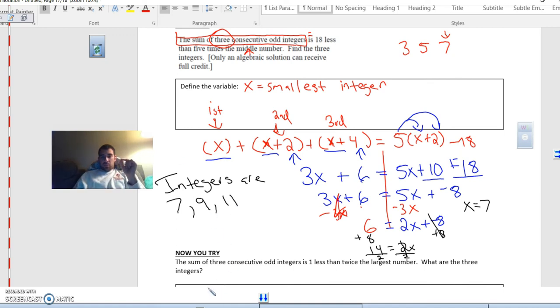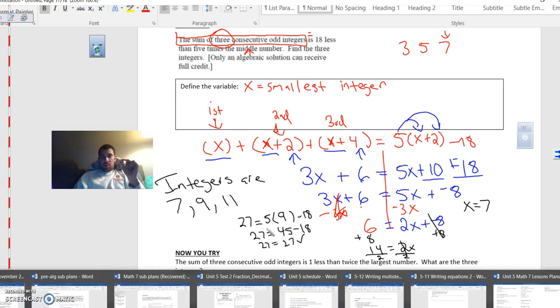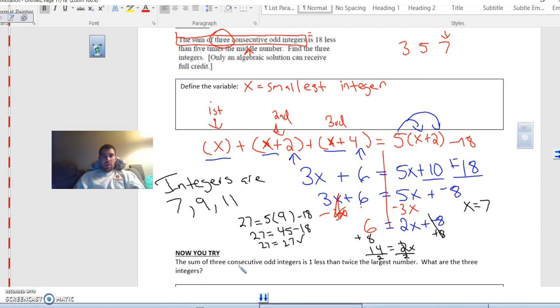So we could check this, right? How could we check this? Well, what is the sum of this? 9 plus 11 is 20, 27. Does that equal 5 times the middle number, 9, minus 18? Does 27 equal 45 minus 18? And it does. 27 equals 27. So we checked it. We did everything right. Our 3 integers are 7, 9, and 11.